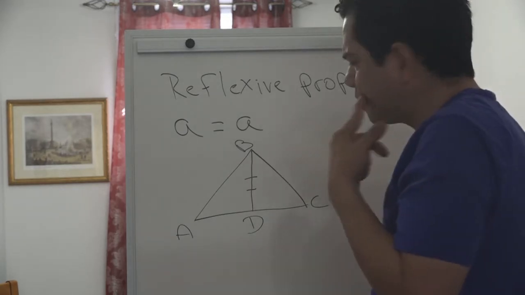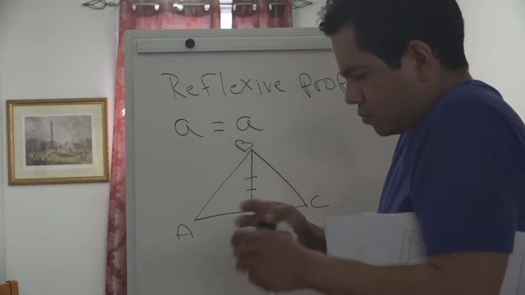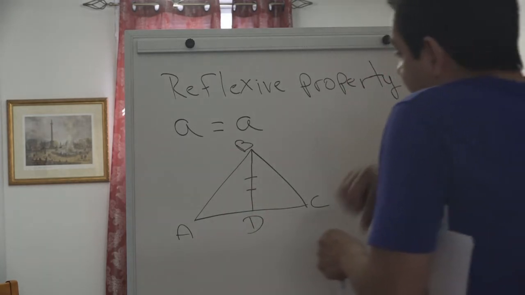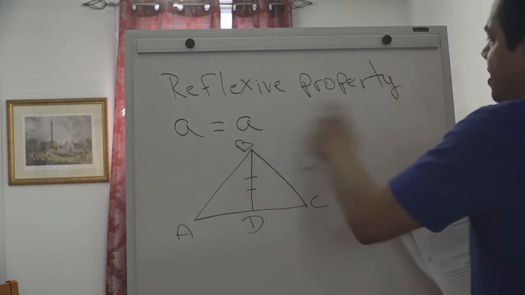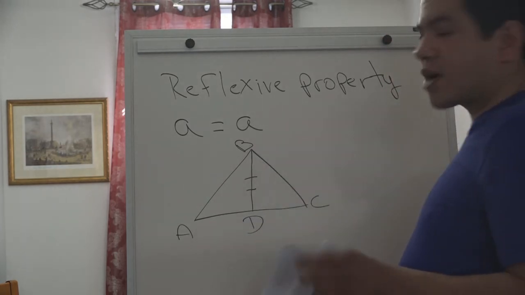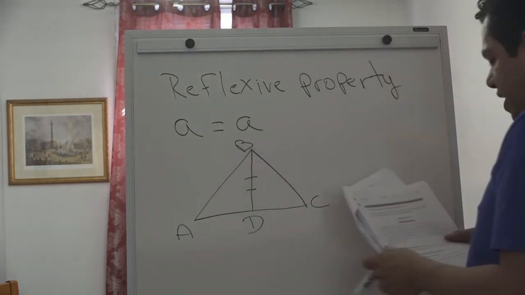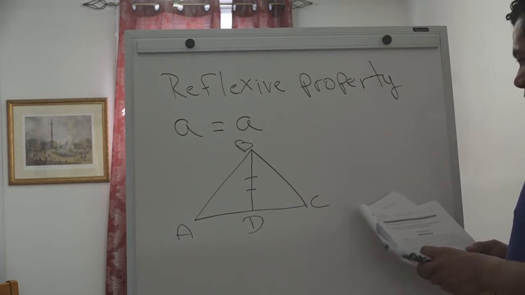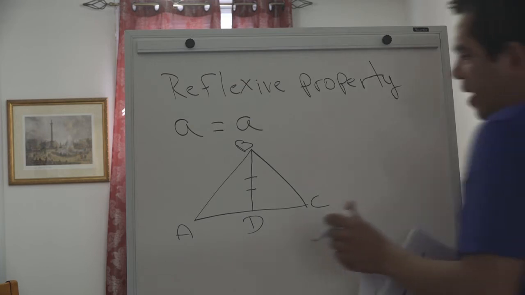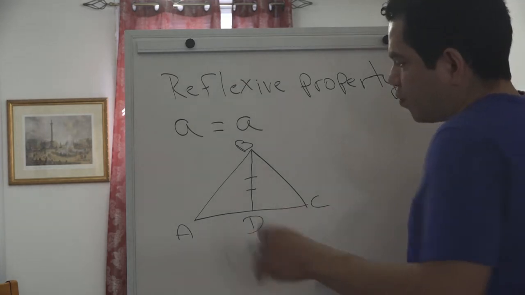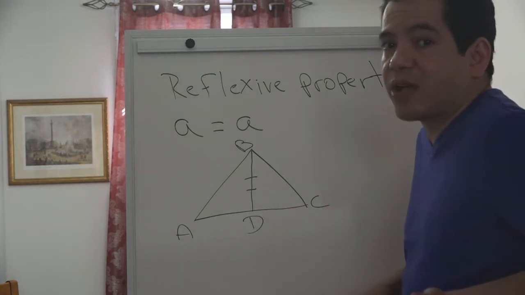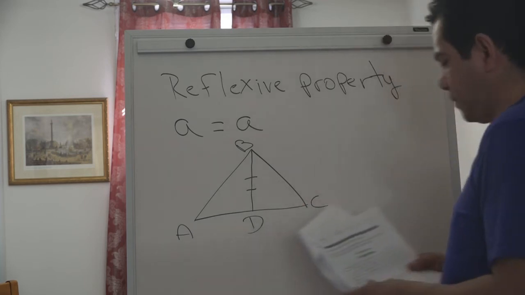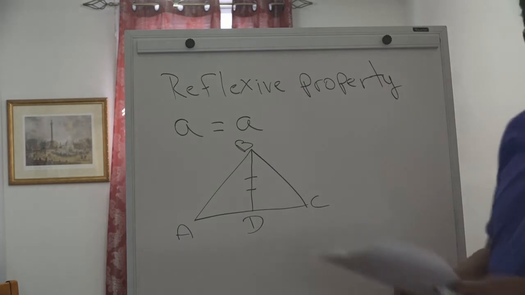So basically this is the reflexive property. Copy it and then we move on to the next property. By the way, you could say a side is equal to itself or an angle is equal to itself. Just in case, anything is equal to itself. Alright, let's move on.